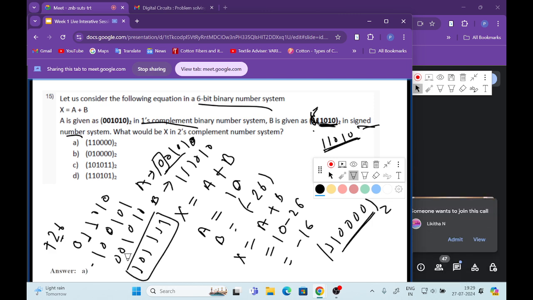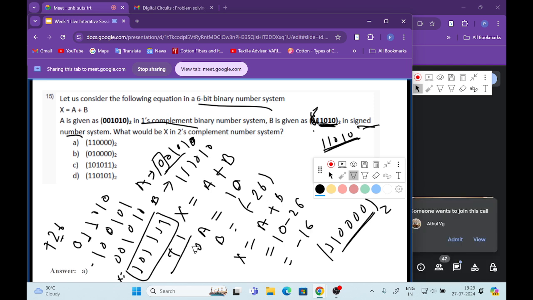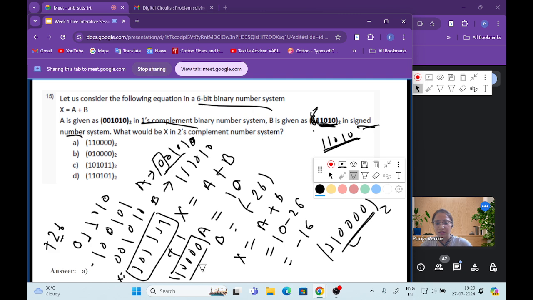Now it is the ones complement of x because we have added a and b. So it is the ones complement representation of x. Now the question asks for the two's complement of the number. To convert to two's complement, we need to add 1. So what you will get is 1 1 0 0 0 0, right? So correct option is option A.